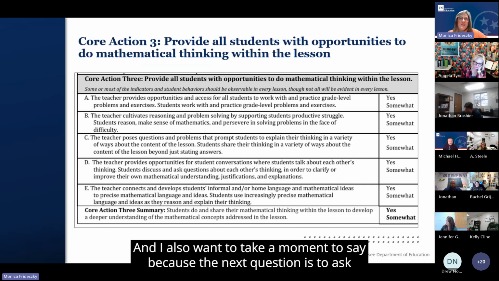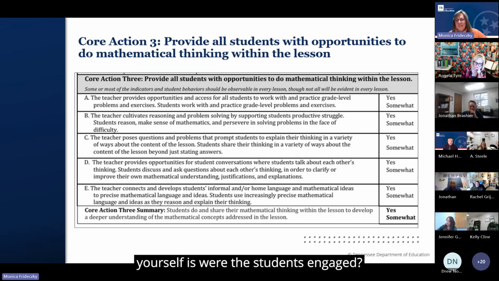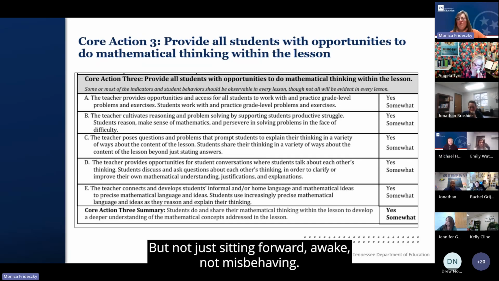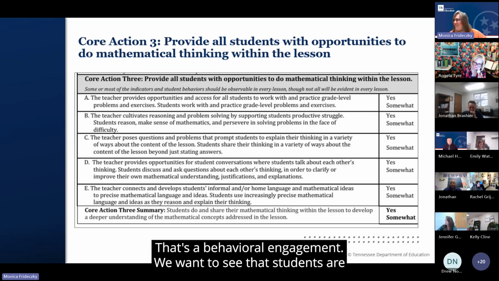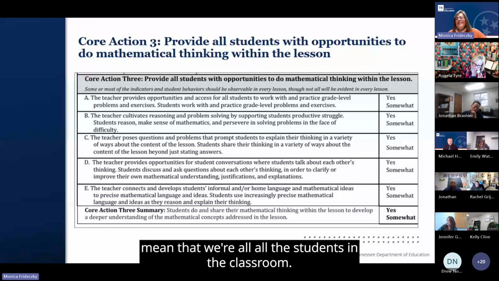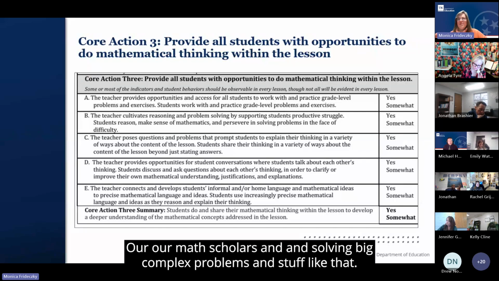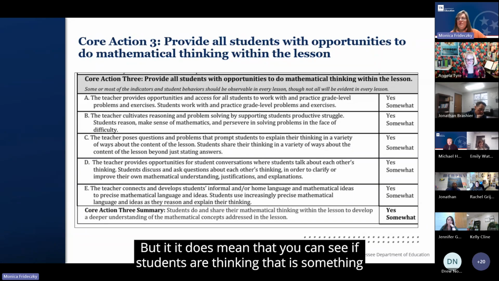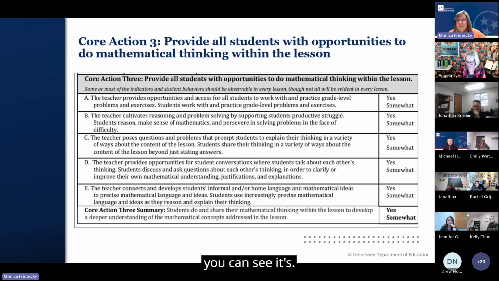And I also want to take a moment to say, because the next question to ask yourself is, were the students engaged? But not just sitting forward, awake, not misbehaving. That's a behavioral engagement. We want to see that students are intellectually engaged. Even if that doesn't necessarily mean that all the students in the classroom are math scholars solving big complex problems. But it does mean that you can see if students are thinking. That is something you can see.